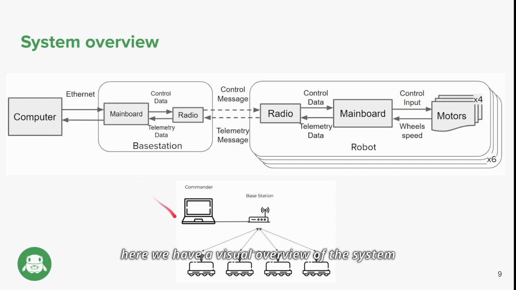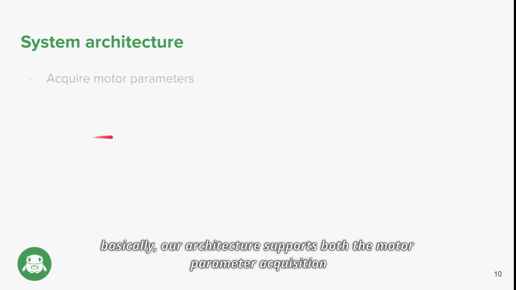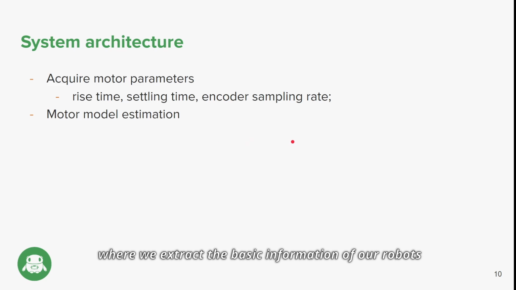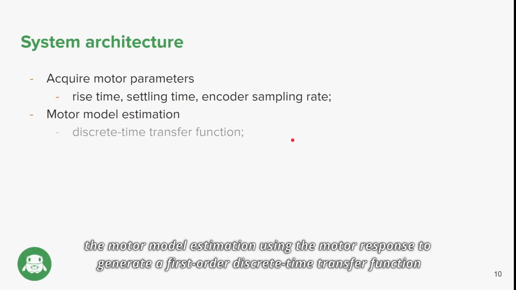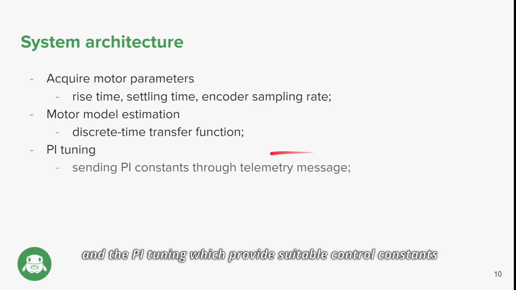Here we have a visual overview of the system. Basically, our architecture supports both motor parameter acquisition, where we extract basic information of our robots, the motor model estimation using the motor response to generate a first-order discrete time transfer function, and the PI tuning, which provides suitable control constants.